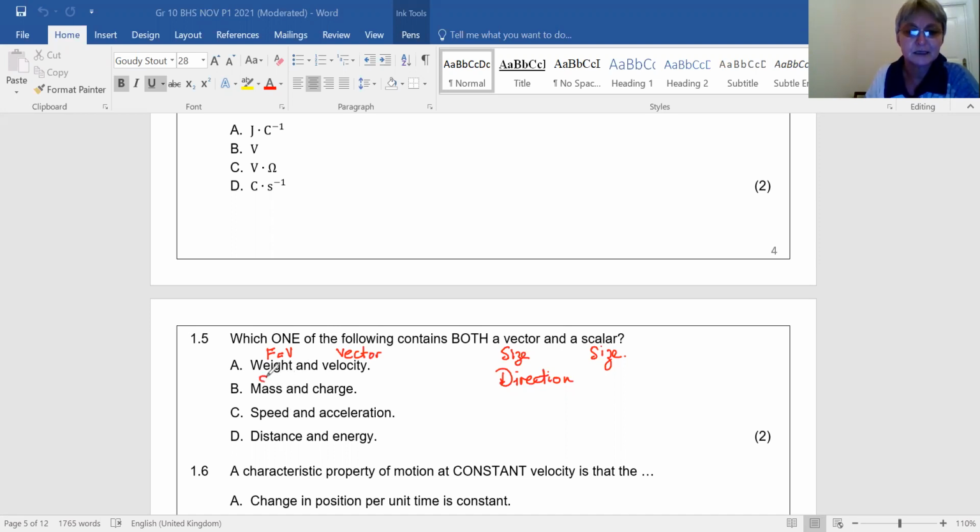Mass is a scalar. Charge has no direction connected to it, so it is also a scalar. So B is not an answer. Speed is the distance traveled per unit time, so that is a scalar, not a vector. And acceleration is the rate of change in velocity, which is a vector. So C is the correct answer here. Distance is a scalar, the path length, and energy is also a scalar.